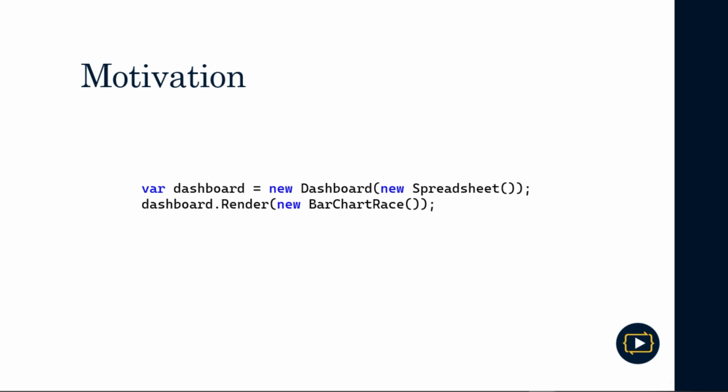Looking at some code, this is how the invocation to the class would look like. First, an instance of the dashboard would be created, passing the reference of the spreadsheet we need. Subsequently, the rendering would be carried out by passing as a parameter which is the format of the chart we want to display. In this example, a bar chart race type chart.